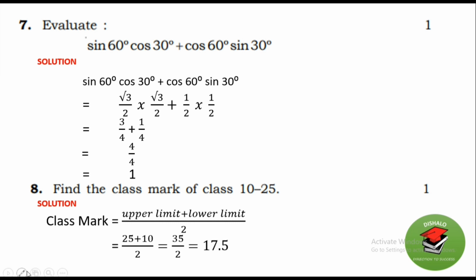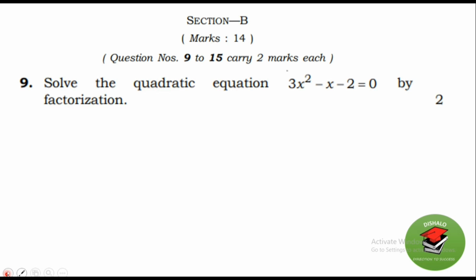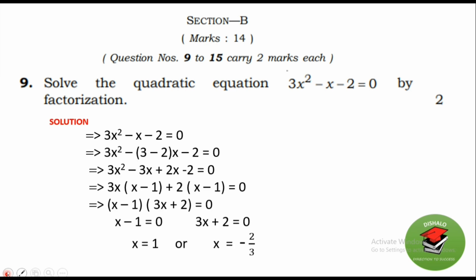So let us now move on to section B, which carries 2 marks each. So solve the quadratic equation by factorization. So a quadratic equation is given and you have to factorize it. So one method is by splitting the middle term. So 3x square minus x minus 2 equals to 0. Here middle term is minus 1x, right?